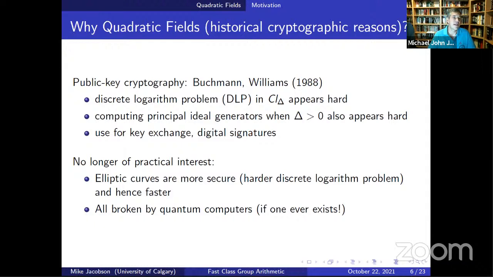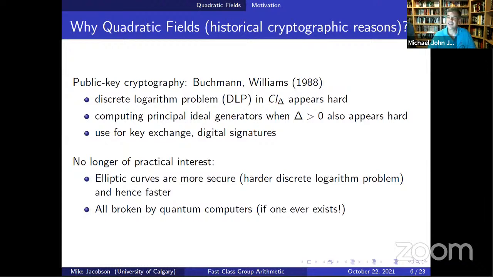And quadratic fields have had a sort of long and storied history in that realm as well, especially in the context of public key cryptography. So Buchmann and Williams invented this idea of using these objects for cryptographic purposes in 1988. Johannes Buchmann, incidentally, was my PhD supervisor. Hugh Williams, who I co-authored the book in the previous slide with, was my master's supervisor.